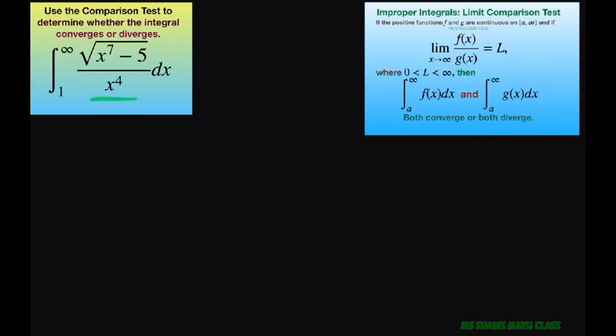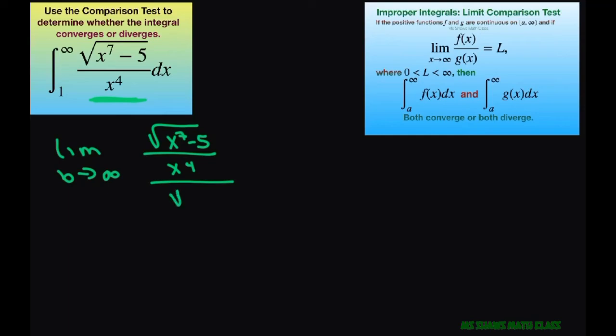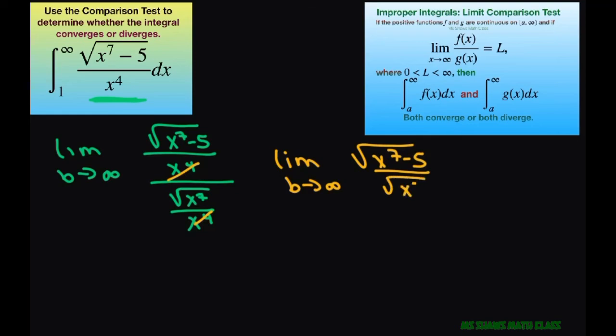So we're going to write our f of x. Now we're calling this f of x the limit as b approaches infinity, and we have the square root of x to the 7th minus 5 divided by x to the 4th, divided by what we compared it with, which was square root of x to the 7th power divided by x to the 4th power. These cancel out. So we get the limit as b approaches infinity of square root of x to the 7th minus 5 divided by square root of x to the 7th.